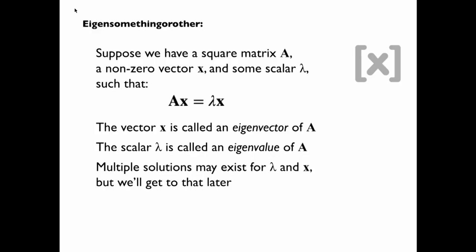Suppose we have a square matrix A and some non-zero vector x, and then some scalar lambda. We can write an equation Ax = λx. So for matrix A, the vector x is going to be the eigenvector, and the scalar lambda is going to be the eigenvalue. Now, it's possible that you could have multiple solutions for lambda and x. We'll get to that later. But in essence, from matrix A, you're going to have some set of eigenvectors, some set of eigenvalues.